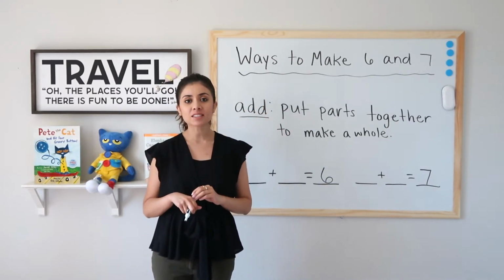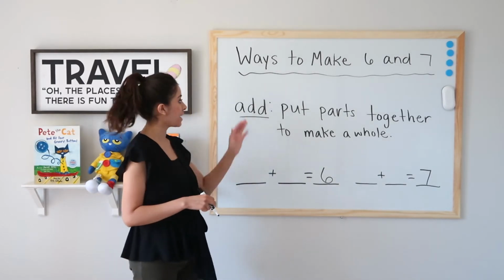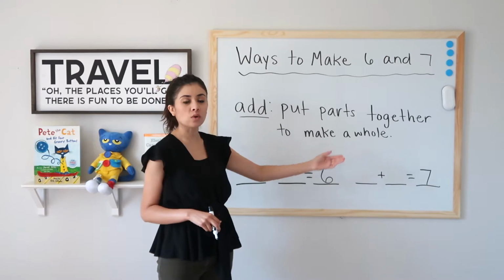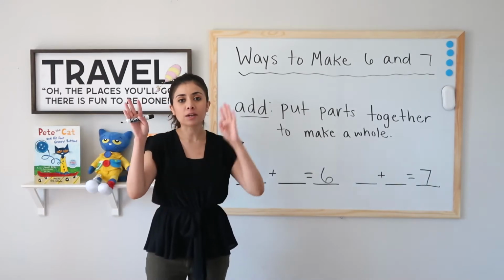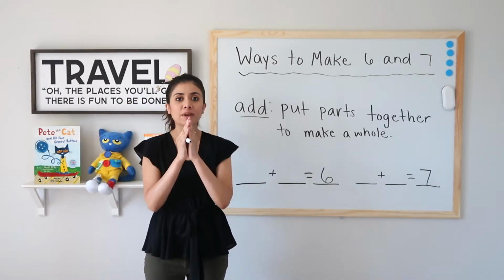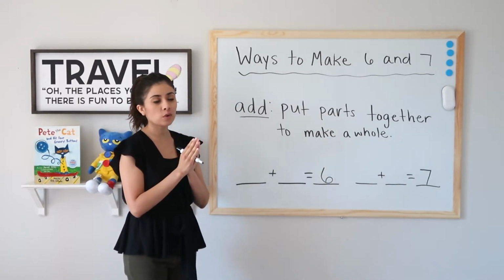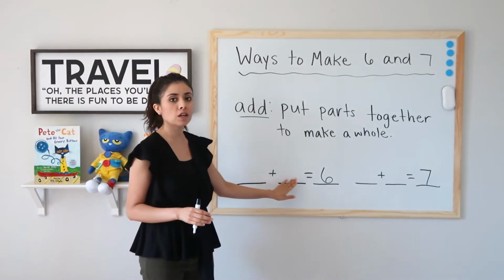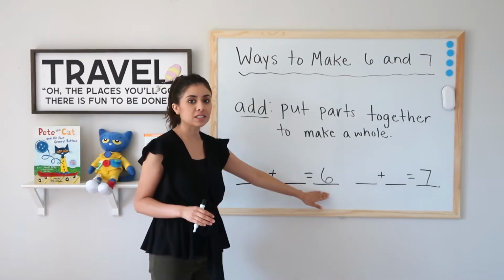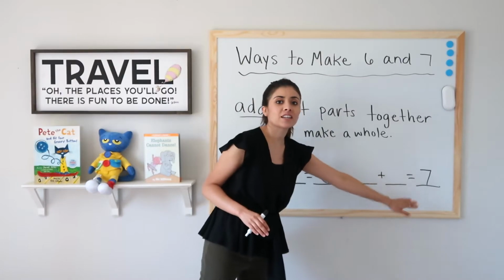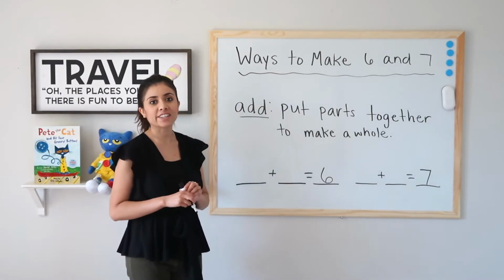Before we get into the lesson, let's remember that add means to put parts together to make a whole. Remember, I take part and part, put them together, make a whole. Now, for this lesson, we are going to focus on finding two parts that make 6 and two parts that make 7. So let's go ahead and get started.